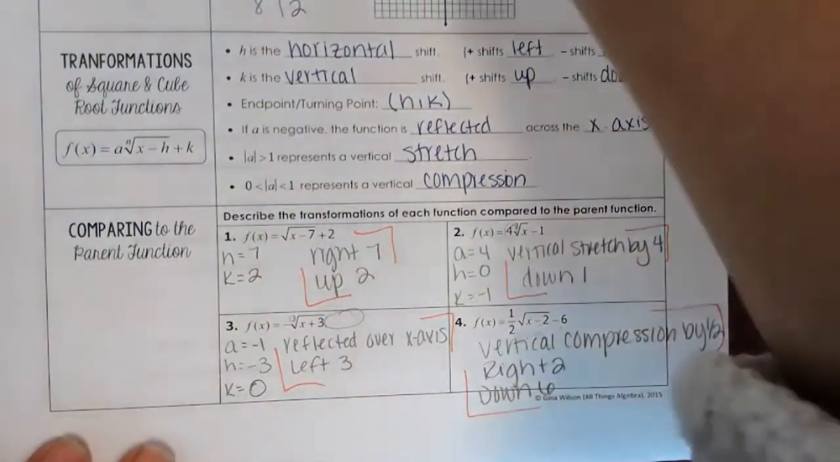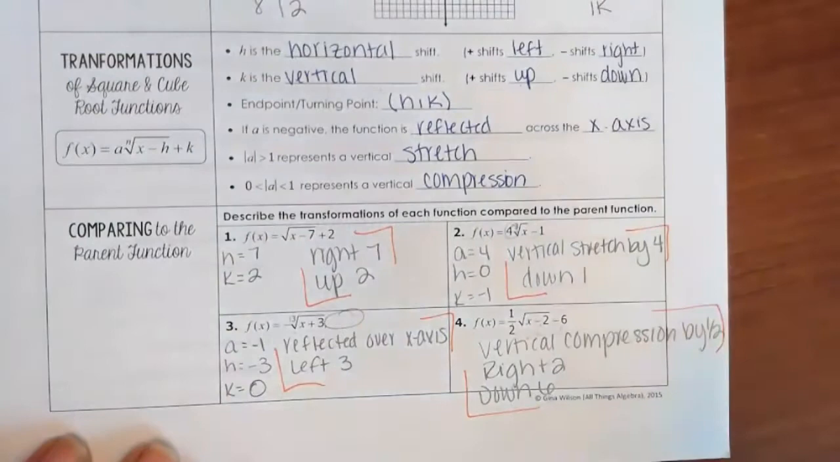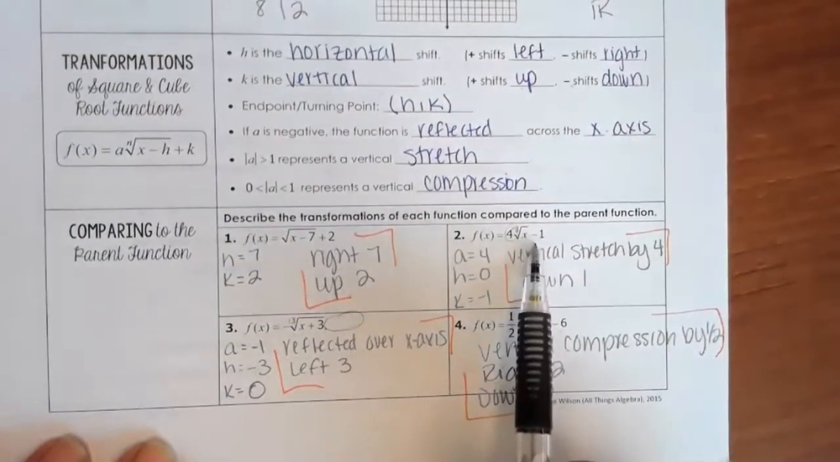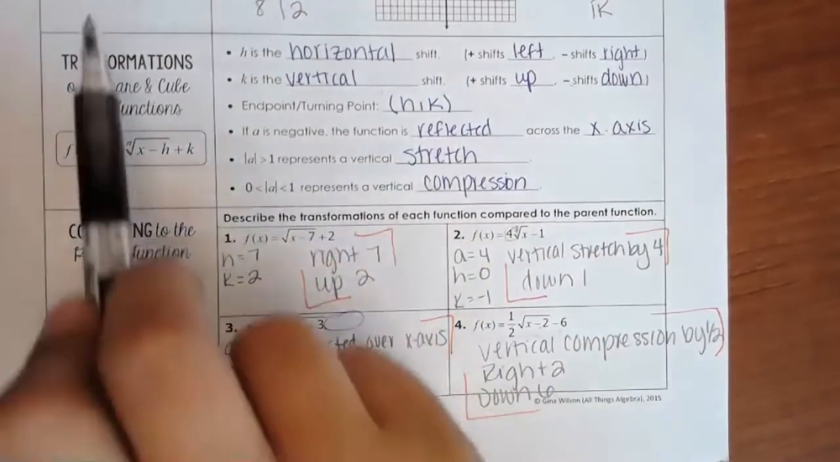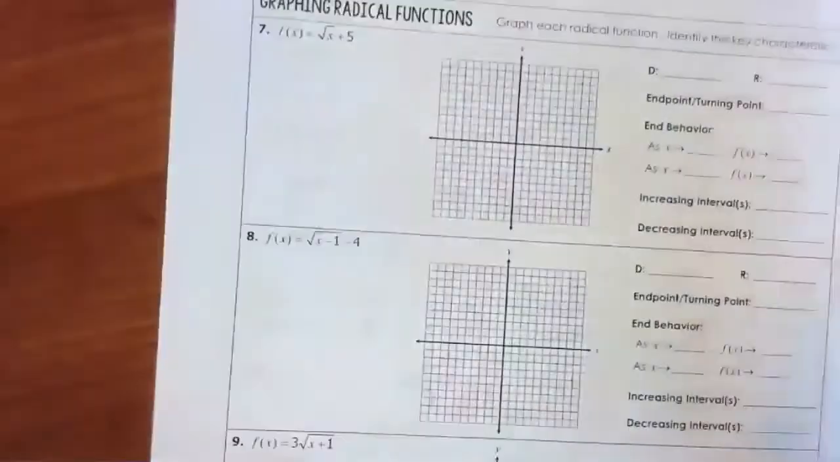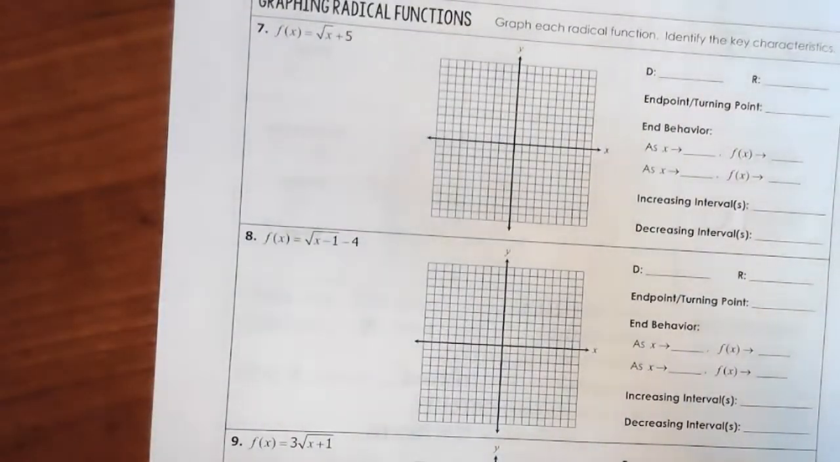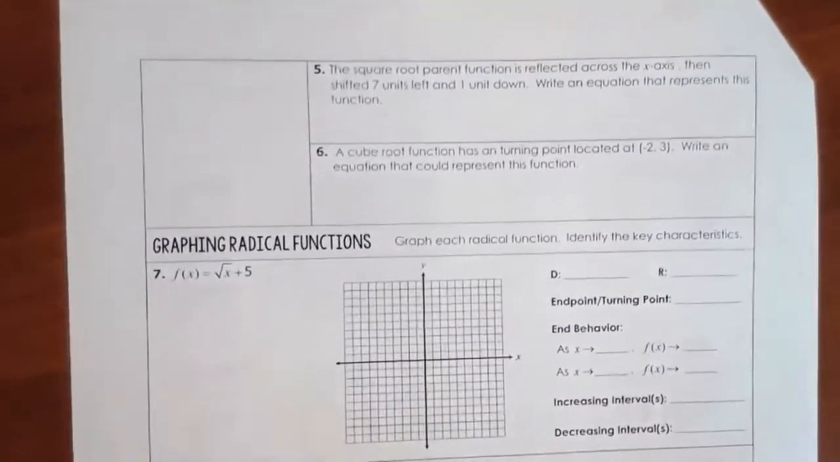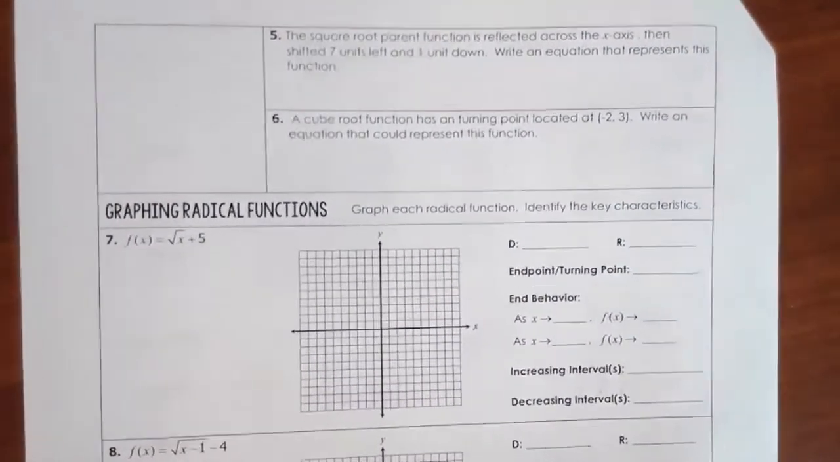And that would be that for that. You're just describing what happened to this function. Like, what did you do to these functions to make them differ from the parent function? Now, these graphing ones, I'm not going to do all of them. I'm only going to do a couple of them per page. And then remember the key will be posted the next day.